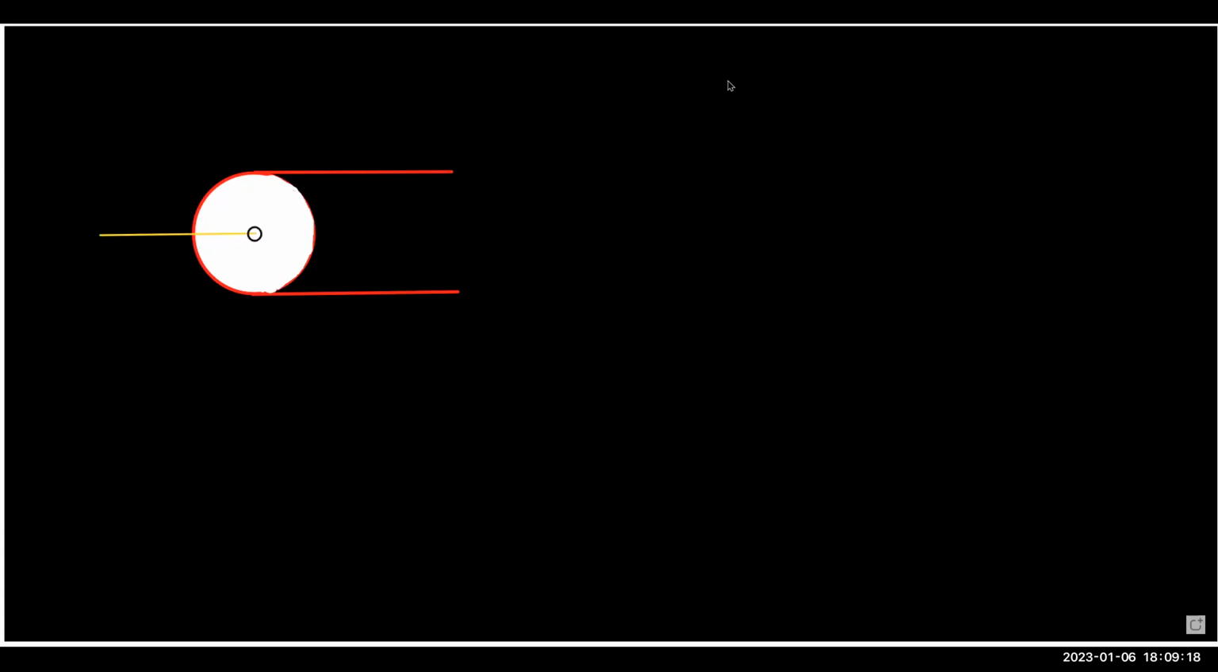Now, what is the property of tension force? Tension force always pulls the object, right? So if something is connected to this point, it will pull the object. So the pulley will be pulled by the tension force.